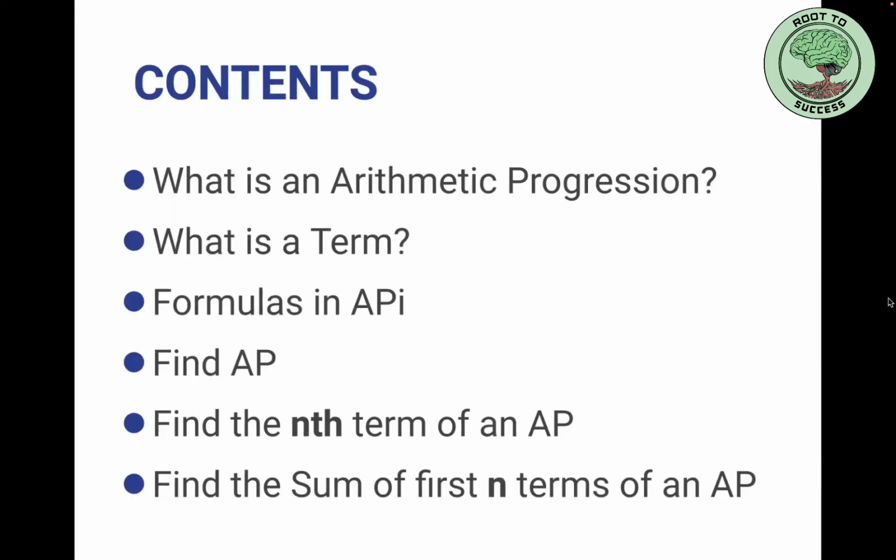Today's session is all about arithmetic progression, and today we will be learning about what is an arithmetic progression, what is a term in an arithmetic progression, formulas in arithmetic progression, best possible ways of finding an arithmetic progression, the nth term of an arithmetic progression, and the sum of n terms of an arithmetic progression.